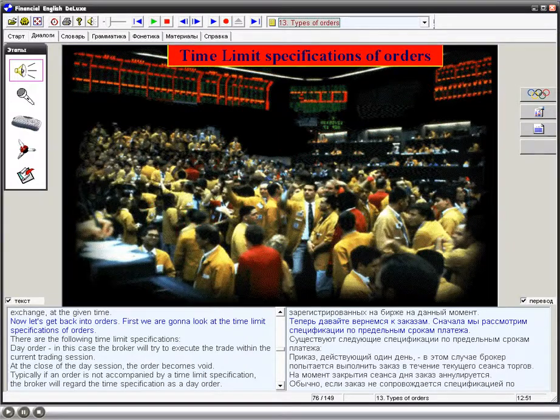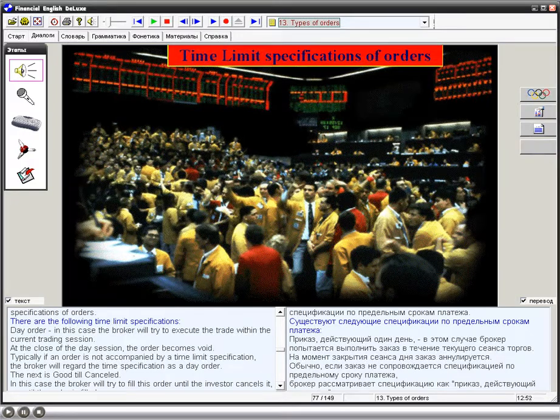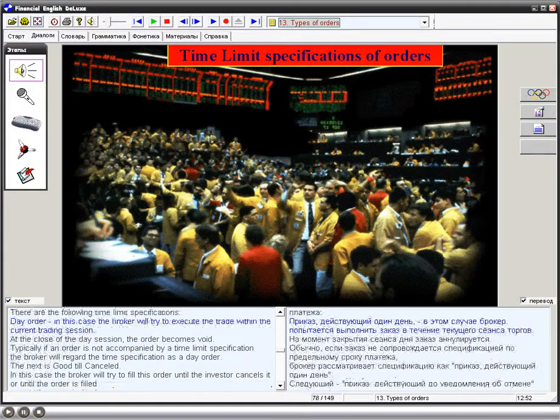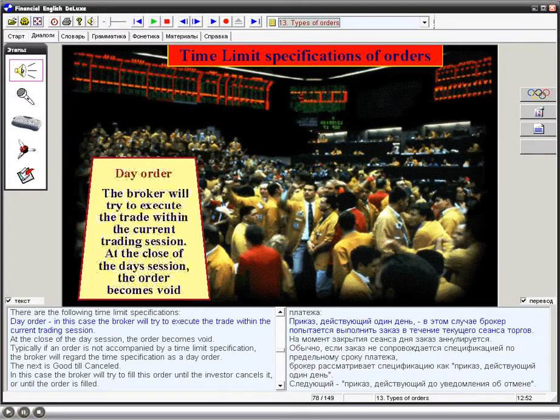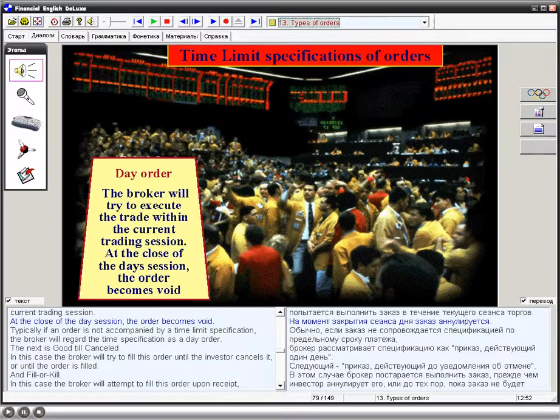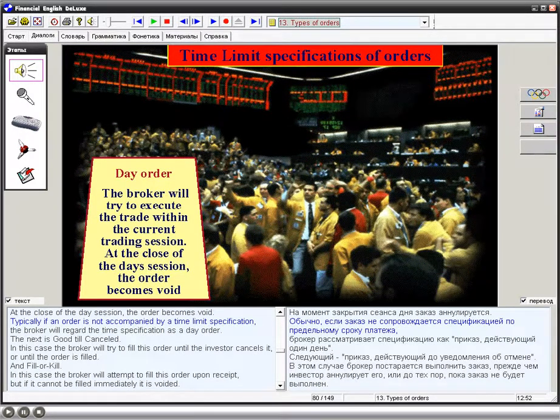Now let's get back into orders. First, we're going to look at the time limit specifications of orders. There are the following time limit specifications. Day order. In this case, the broker will try to execute the trade within the current trading session. At the close of the day's session, the order becomes void.